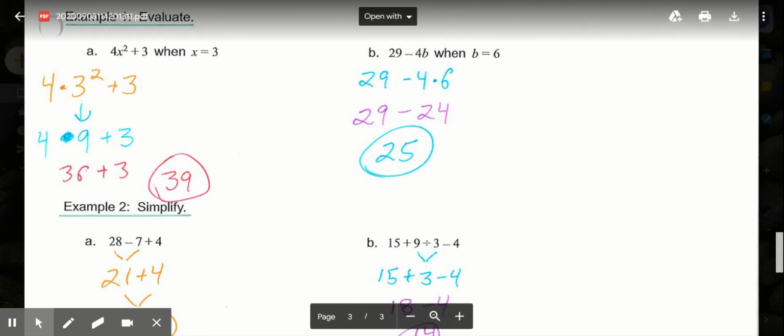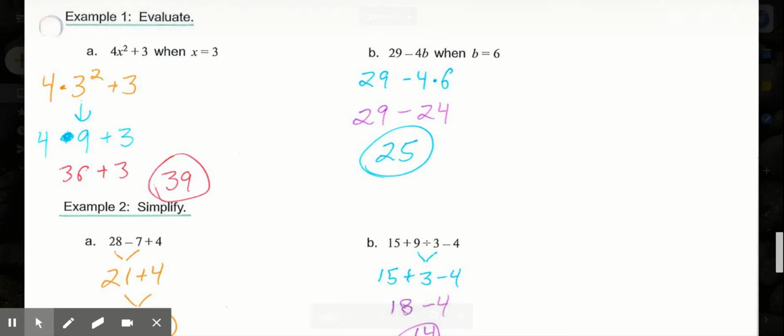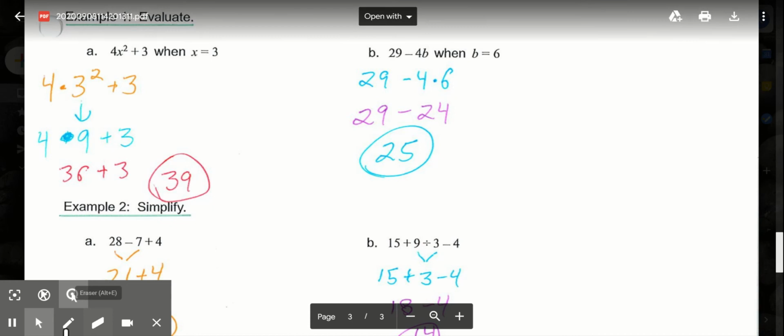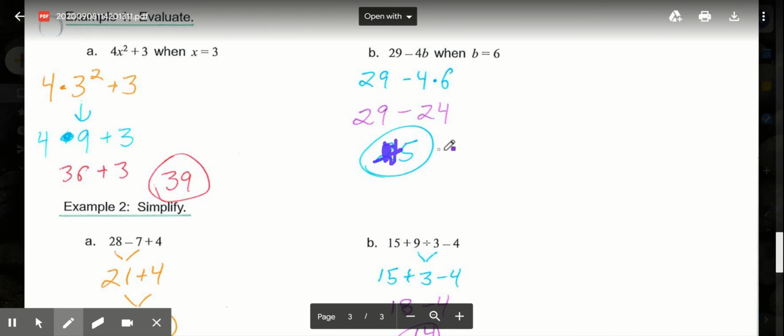In B, we have 29 minus 4 times B. B is 6, so it's 29 minus 4 times 6. Start with our multiplication before subtraction. 4 times 6 is 24. So 29 minus 24. Ignore that 2 there. That's a mistake. It should just be the number 5. 29 minus 24 is 5. So our answer to B is simply 5.